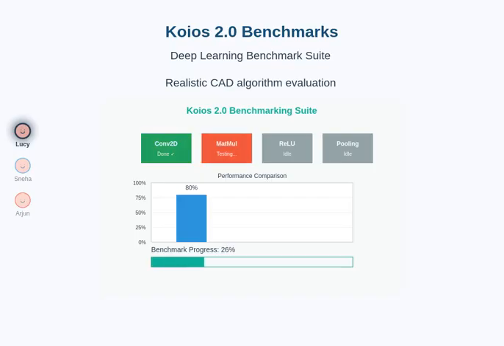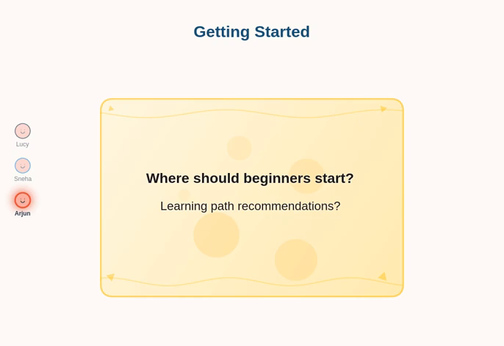Great question. Koios 2.0 provides a comprehensive suite of deep learning benchmarks specifically designed for realistic evaluation of CAD algorithms and FPGA architectures. Watch how it tests different configurations. This is all fascinating. For someone just starting with open source FPGA tools, what would you recommend as the best learning path?